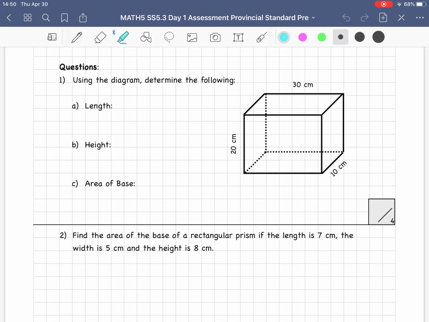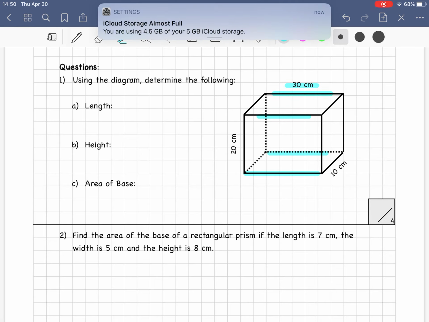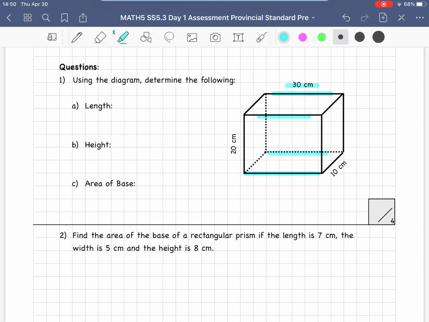Question number 1, using the diagram, determine the following. So we're going to talk about the length. The length is any of these parallel edges. So our length is going to be 30 centimeters. So our length is 30 centimeters long.